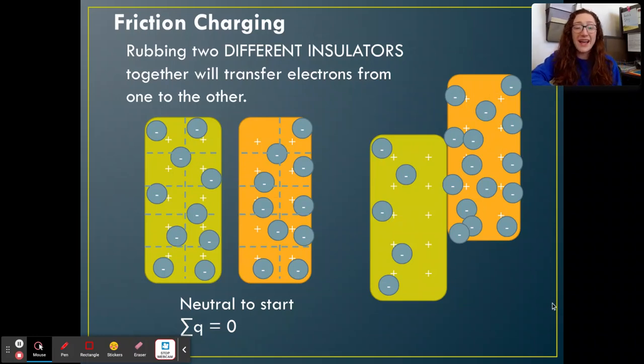Now, go ahead and add up those charges and identify what the charge is on this green one and what the charge is on the orange one. And I'm about to show the answer, so pause the video before you see that.